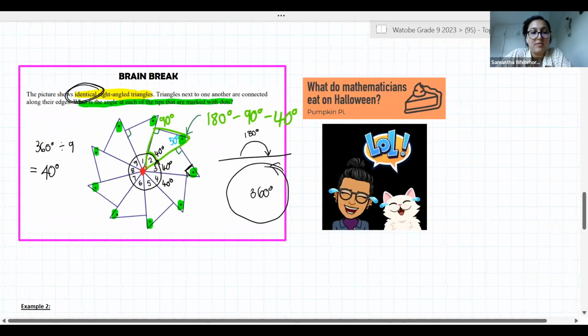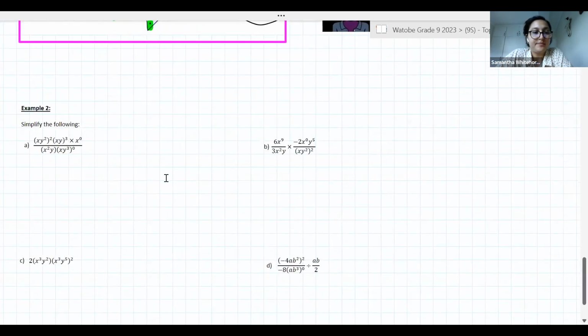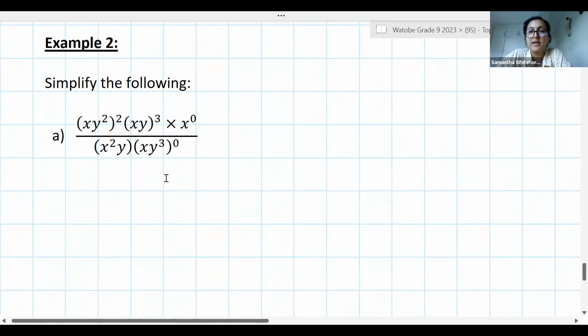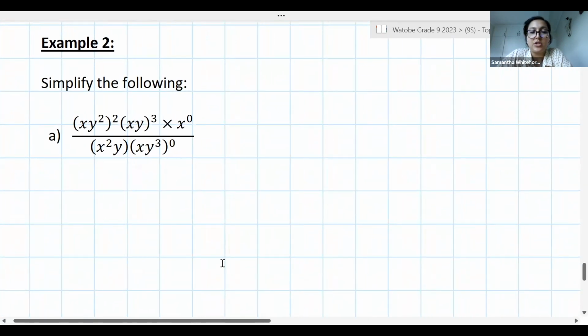Right, so guys, we've got 10 minutes. Let's try one more combined one and see how we manage with our combined questions. This is now where you might need to use all of your laws of exponents in order to simplify this fraction.